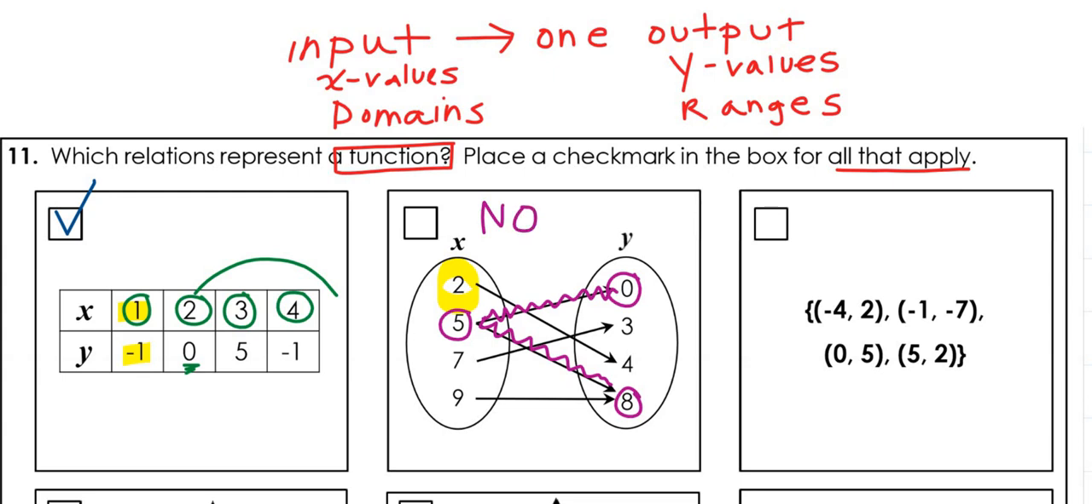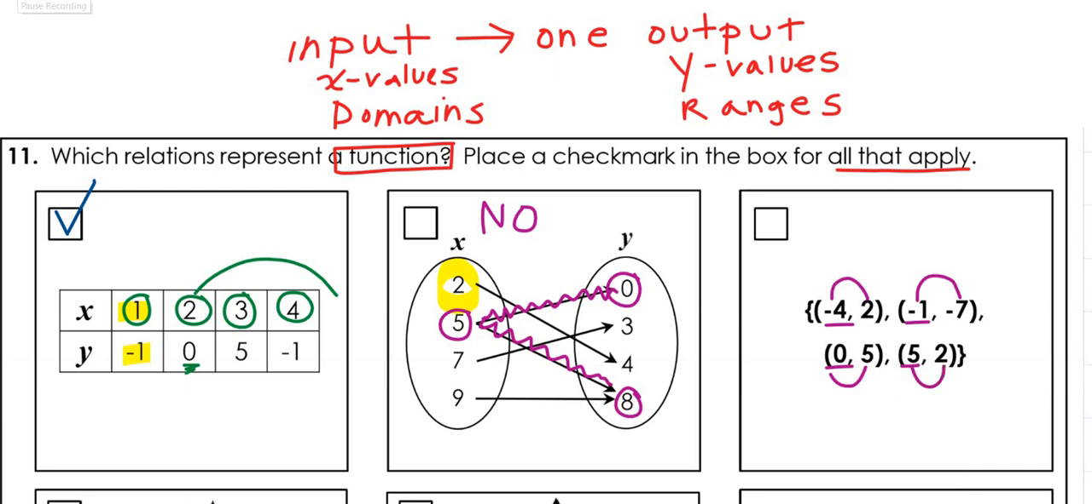Now in the last example, we have coordinates listed. Let's look at our x coordinates to see if any of them even repeat. We have a -4, -1, 0, and 5. Each x value is only listed once, so there's no opportunity for the x value to have more than one output. So according to this, -4, you're always going to get a 2. -1, you're always going to spit out a -7. A 0 is going to have a 5 as an output. A 5 is going to have a 2 as an output.